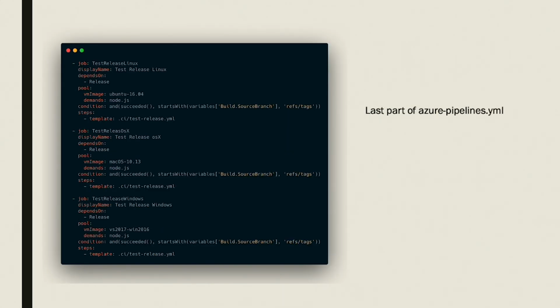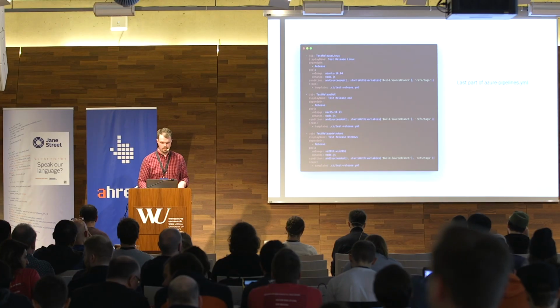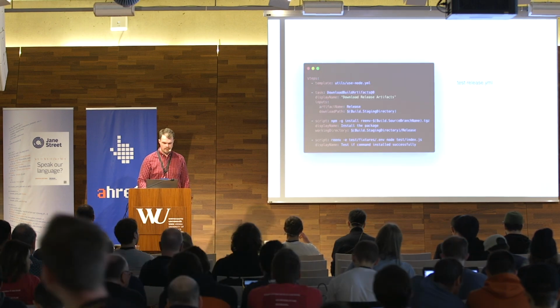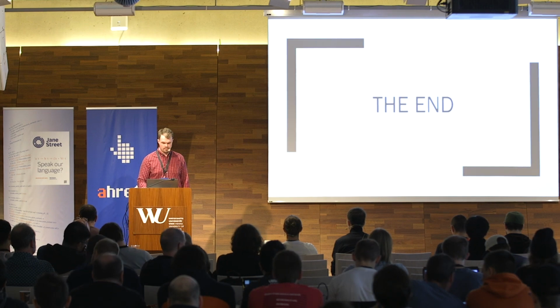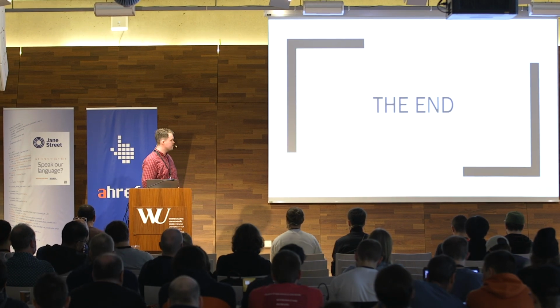And then as the last part of the Azure pipeline, if I tag a commit, it will, for each platform, download the artifact that has the full release, install it on every platform, and try to run the script. And that looks just like this. So we download it, npm install, and try to run it and see that it doesn't fail. And that's it.